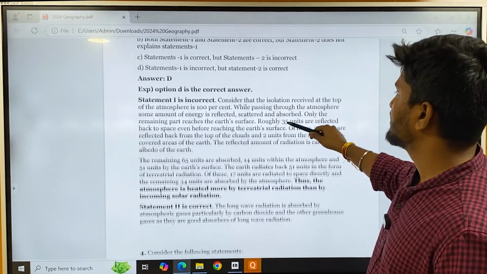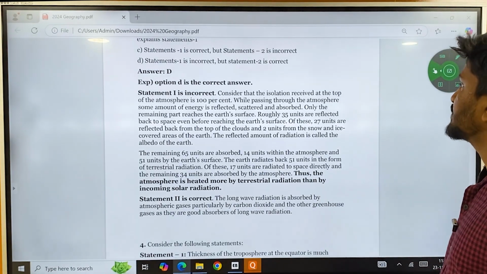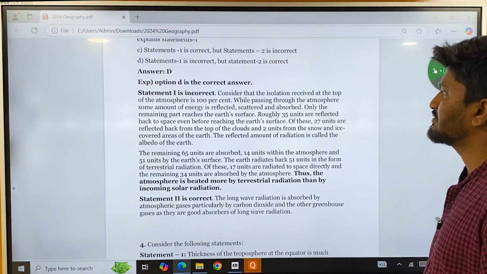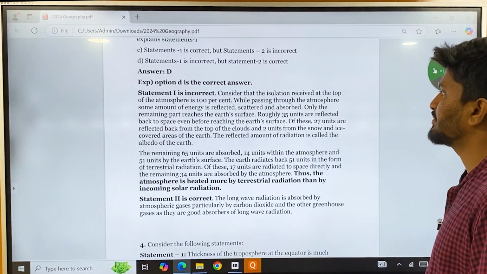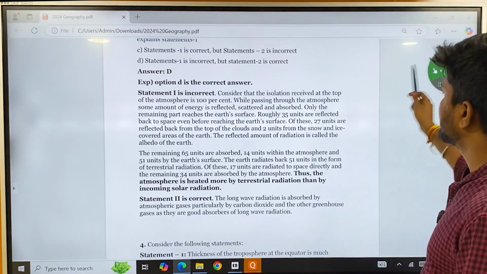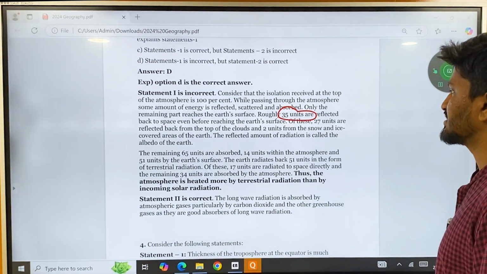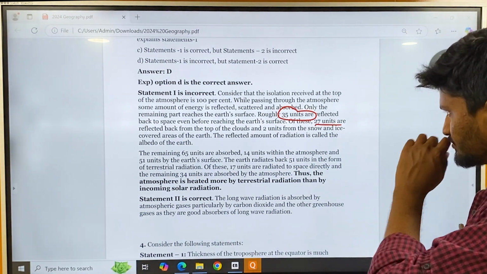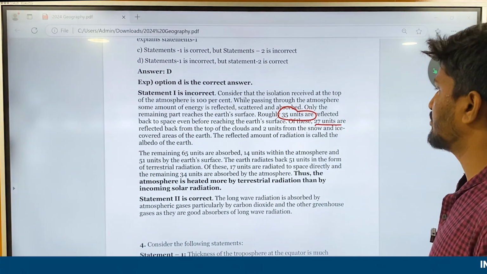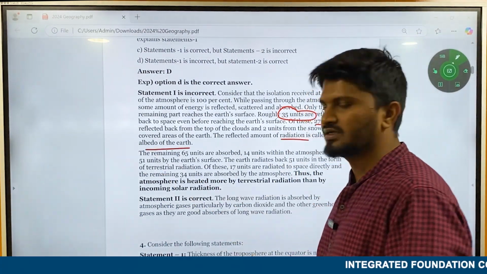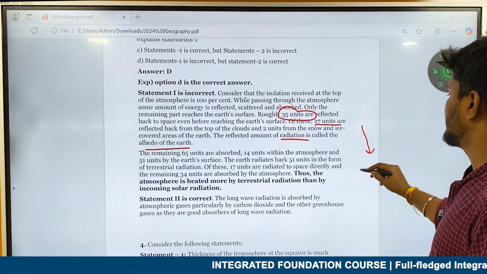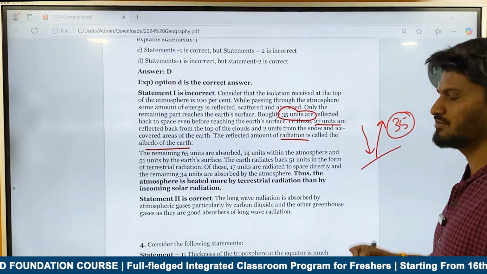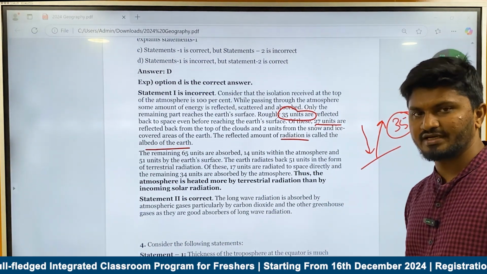So we will see the explanation. Consider that the insolation received at the top of the atmosphere is 100%. While passing through the atmosphere, some of the energy is reflected, scattered and absorbed. Only the remaining part reaches the Earth's surface. Roughly 35 units are reflected back to space even before reaching the Earth's surface. Of these, 27 units are reflected back from the top of the clouds and 2 units from the snow and ice of the Earth. The reflected amount of the radiation is called the albedo of the Earth. We know that. Whatever the incoming radiation is, the amount reflected is called albedo, and the albedo of the Earth is 35%, meaning 35% of solar radiation is reflected back.